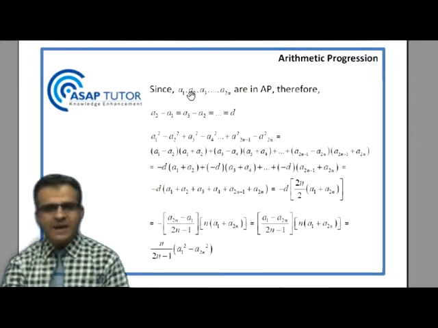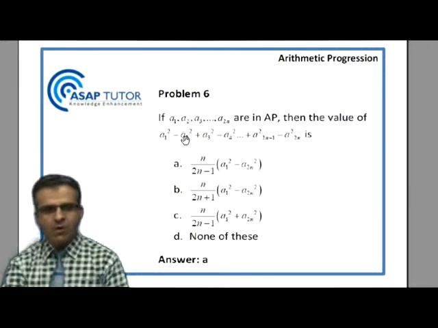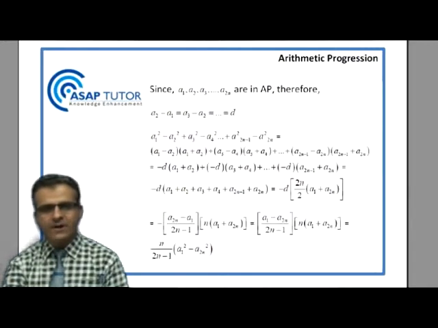Now this is an AP, so therefore the consecutive terms will be having the same difference. So the common difference, a2 minus a1 will be equal to a3 minus a2, will be equal to a2n minus a2n minus 1, it will be equal to d. Now we want to find the value of a1 square minus a2 square plus a3 square minus a4 square, and so on.